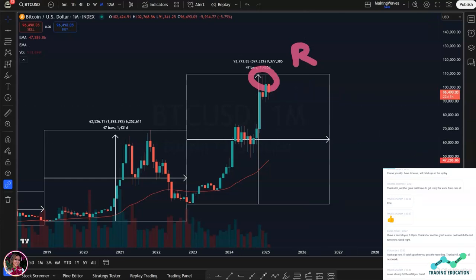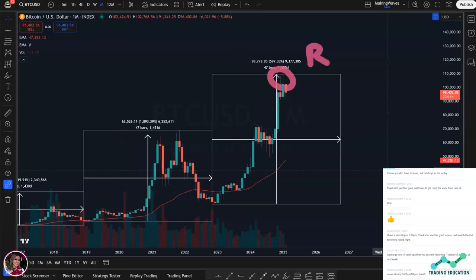So what this all has to do with my previous talk about reset and regulations is maybe the next 4-year cycle is a left translated cycle. Maybe we get our first left translated cycle. So remember, I don't think we will see a new all-time high in the next 4 years.